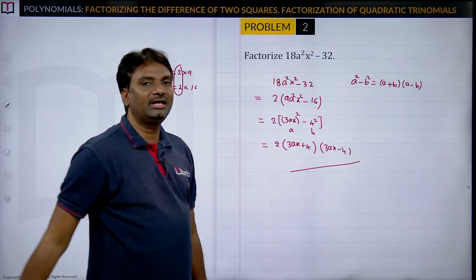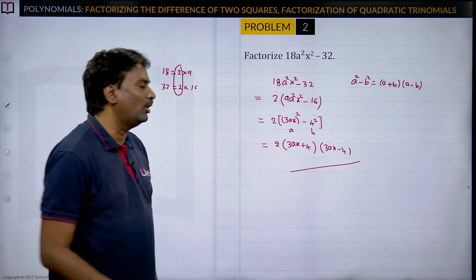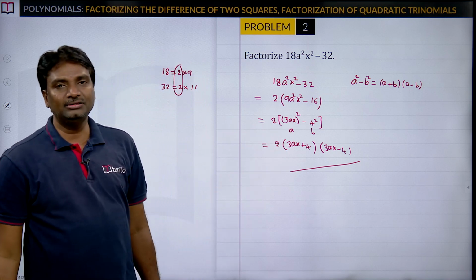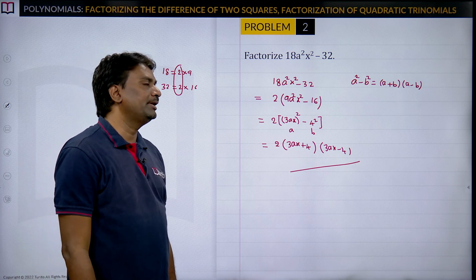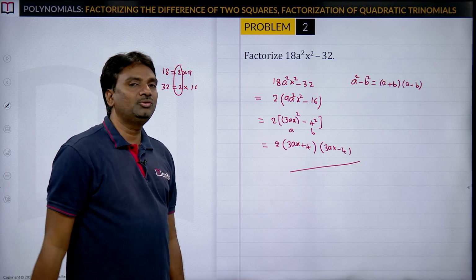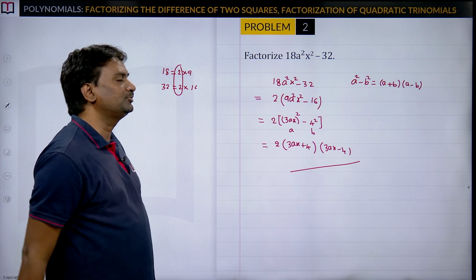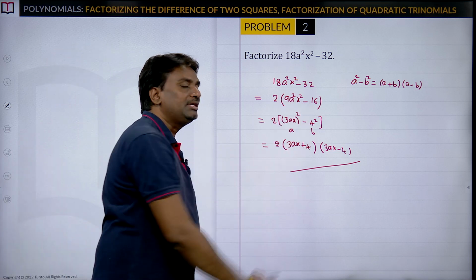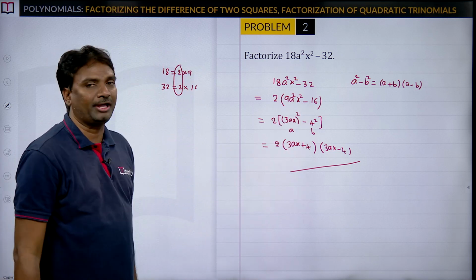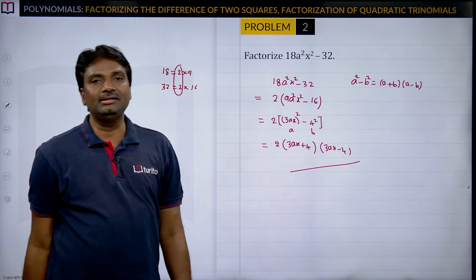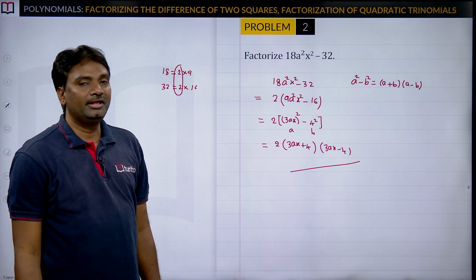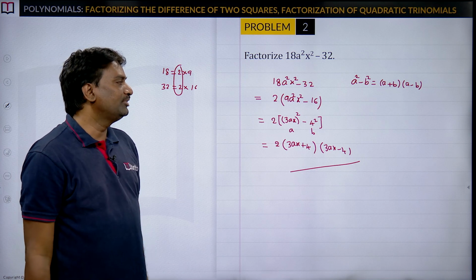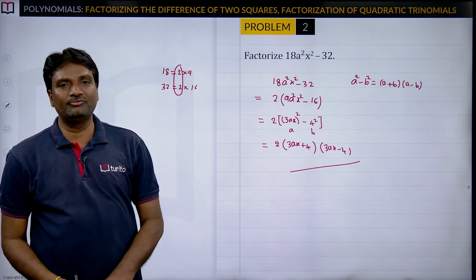So, we have expressed the given polynomial as the product of three polynomials like 2 into 3ax plus 4 into 3ax minus 4. So, the given expression is 18 a square x square minus 32. From 18 and 32 take 2 as common, we got 9 a square x square minus 16. So, this is a perfect square, we can write 3ax whole square. 16 is also a perfect square, that is 4 square. Now, by observing these two terms in the bracket, clearly they are in the form of a square minus b square. Apply the formula a plus b into a minus b. So, we got finally 2 of 3ax plus 4 into 3ax minus 4.